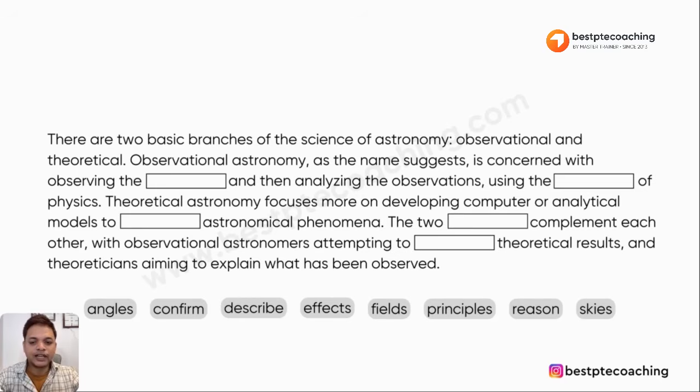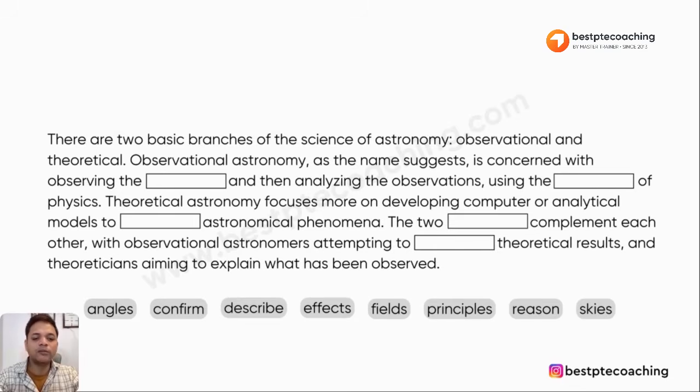Right. Okay. Theoretical astronomy focuses more on developing computer or analytical models too. Right? So after to, always there is going to be a V1. V1, verb form 1. So look at the V1. Confirm is V1. Describe V1. That's it. What else too? So what theoretical people are doing? Astronomy focus on developing computer or analytical models to confirm the astronomical phenomena, right? Or describe the astronomical phenomena. So they are describing because they are theoretical people. I'll go with what? Describe.